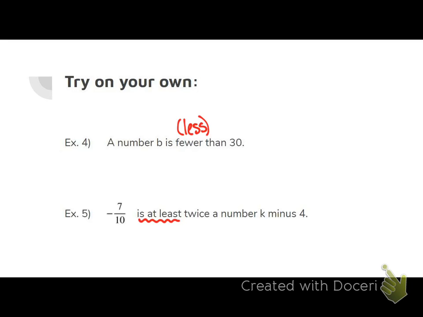Good. Number 4 is pretty straightforward. B is less than 30. Any volunteers to say what they got for 5, Dominic? Negative something over 10 is greater than or equal to 2n minus 4. Okay, I agree with most of what you said. I am going to use K. I meant K. Okay, no, it's all right.